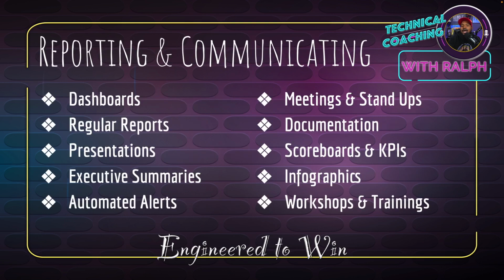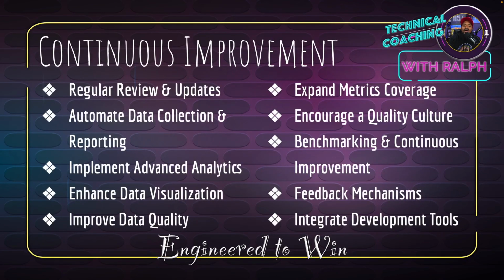All right, so now, how do we report and communicate this, right? Through dashboards, regular reports, presentations, executive summaries, automated alerts, meetings and stand-ups, documentation, scoreboards, key performance indicators, infographics, workshops, and training. All of that is going to be used to provide reporting and communicating to the whole team, company, organization, whatever. Right. So, continuous improvement.